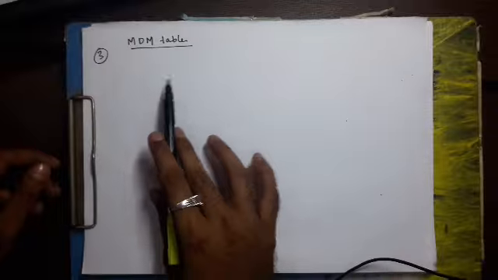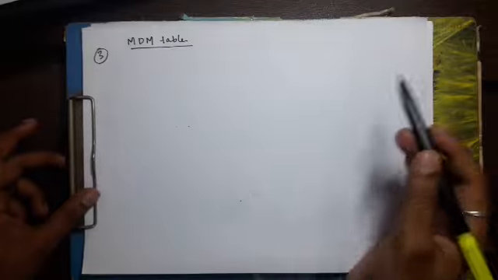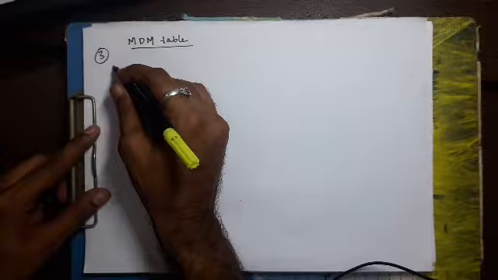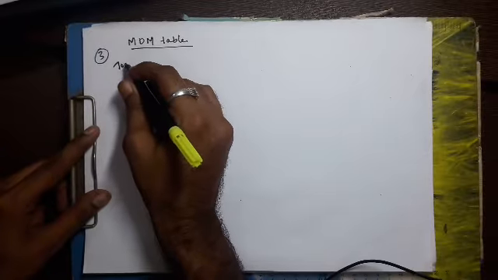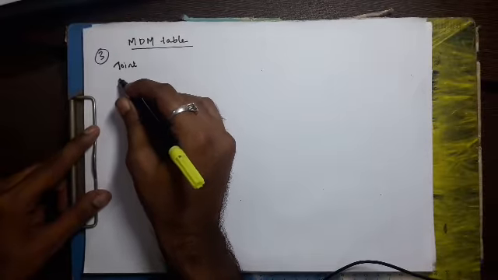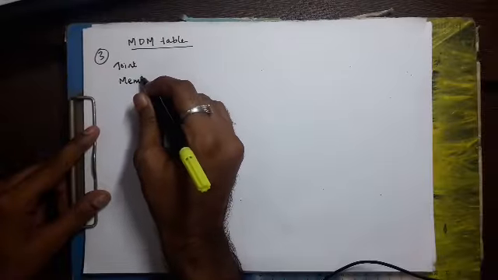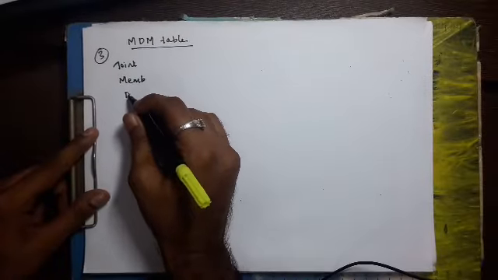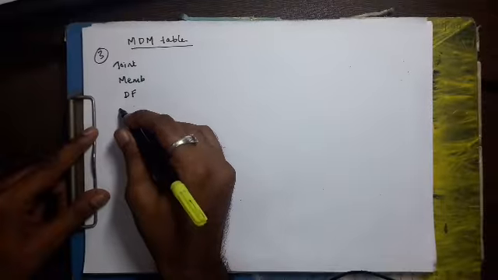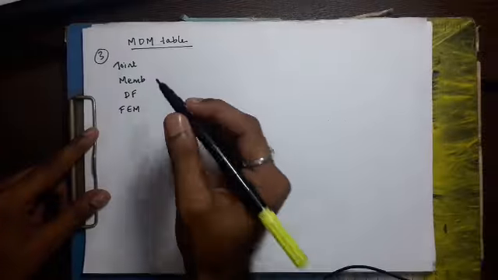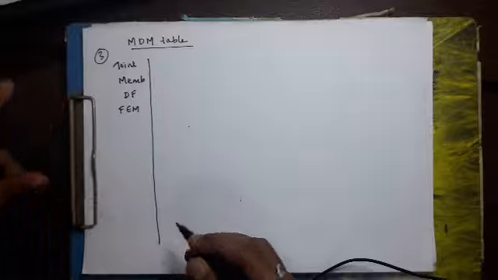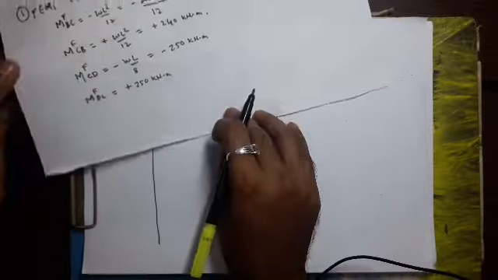Third step we have here in the analysis of a continuous beam by moment distribution method. The third step is the MDM table. So I will tell you the format in the table. First we have a joint, then we have a member, then distribution factor, FEM, fixed end moment.